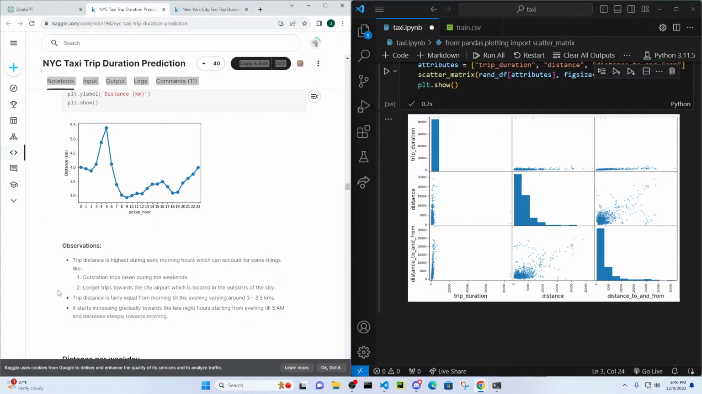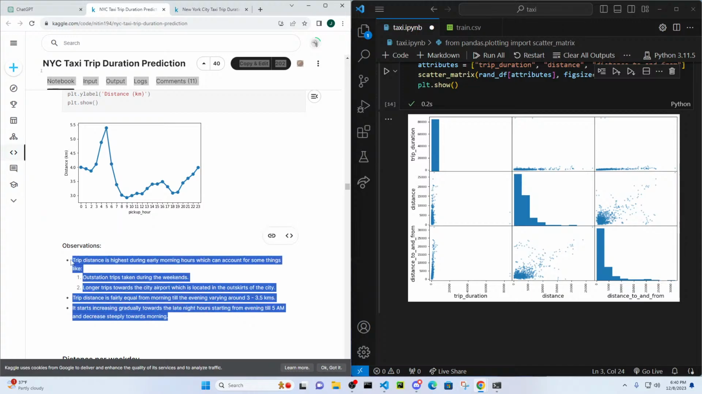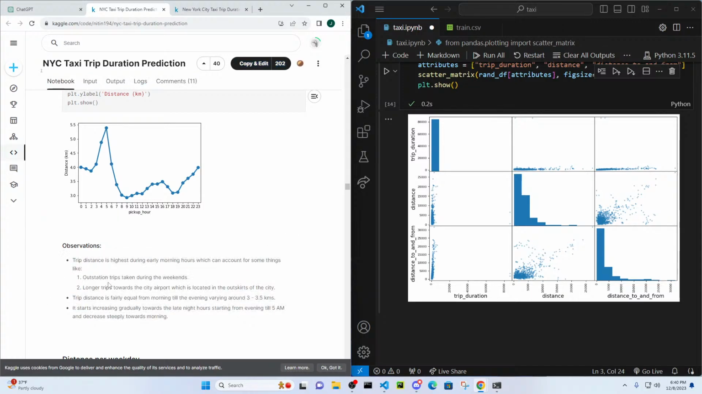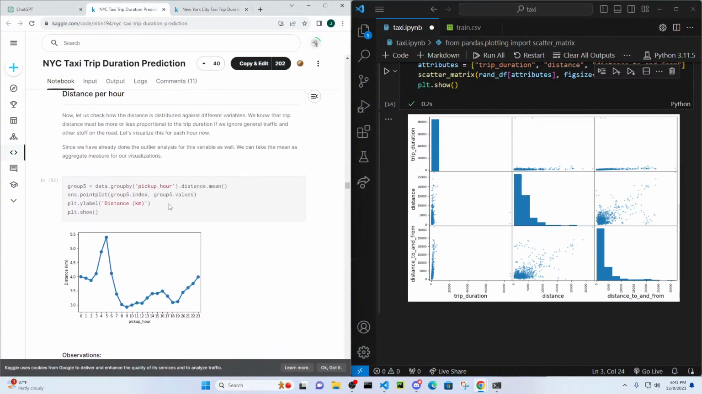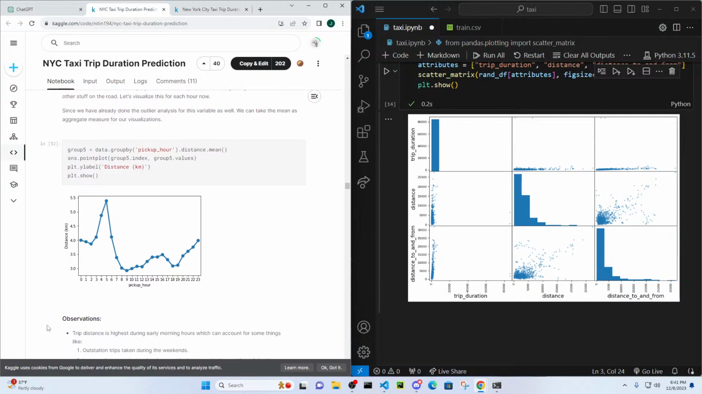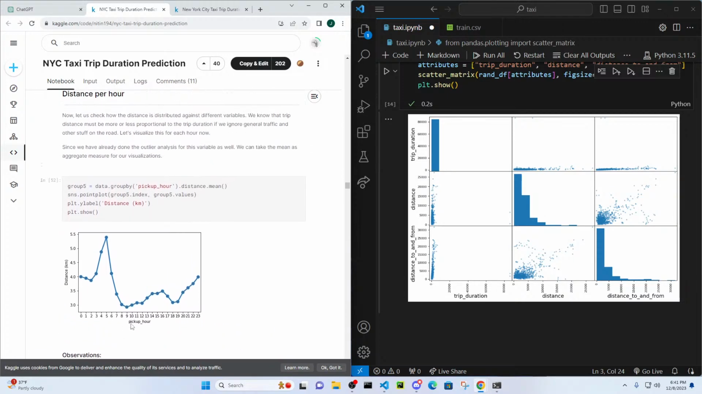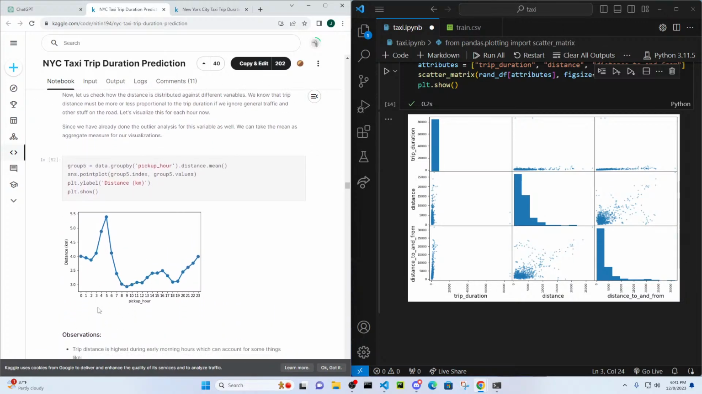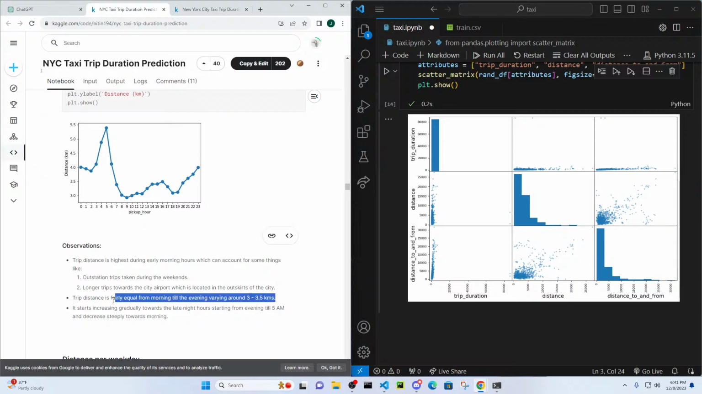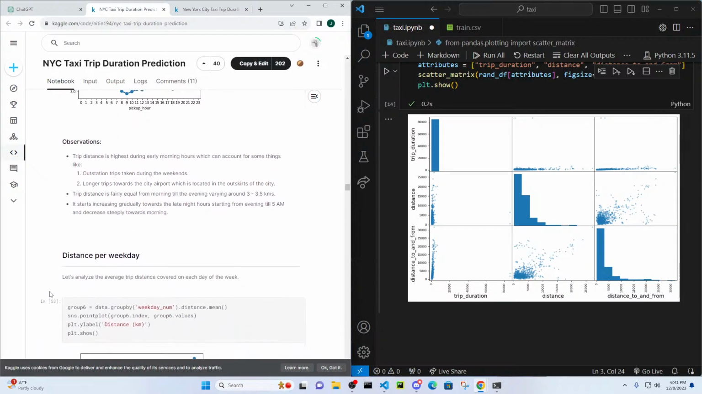It starts increasing gradually towards the late night hours, starting from evening till 5 a.m. It decreases steeply toward the morning. Yeah, so for each one, he's making observations. And I like going through this, and before even going down to the observations, I'm trying to make some observations. I don't know if anyone else wants to make some observations before I scroll down and read them, but I think it's pretty cool when you make these observations and then you roll down and see he made the same observations. So just giving it a shot.